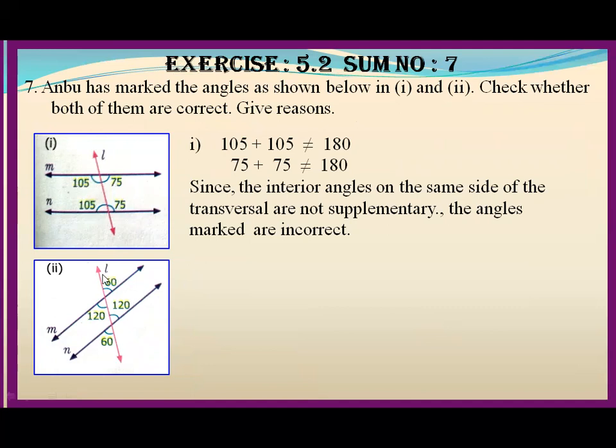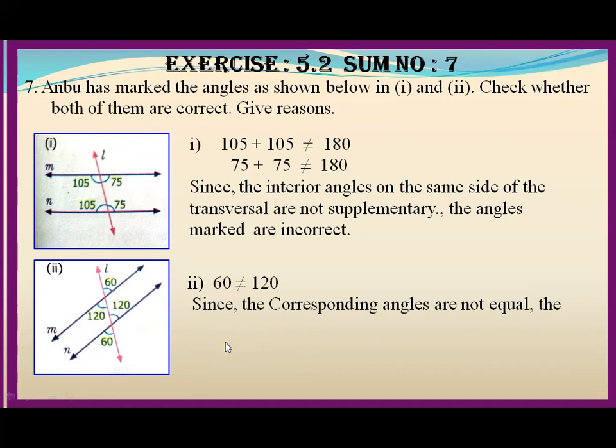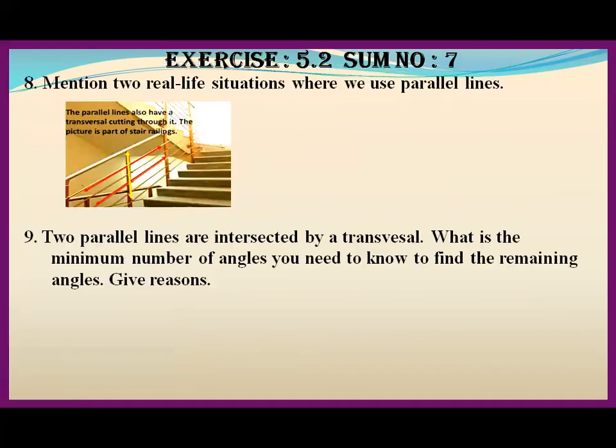When you look at the next diagram, maybe the vertically opposite angles themselves are marked wrong. 120 and 60 cannot be the same. Similarly, they are equal actually, but here it is given wrong. And corresponding angles are also not equal. So, since the corresponding angles are not equal, the angles marked are incorrect.